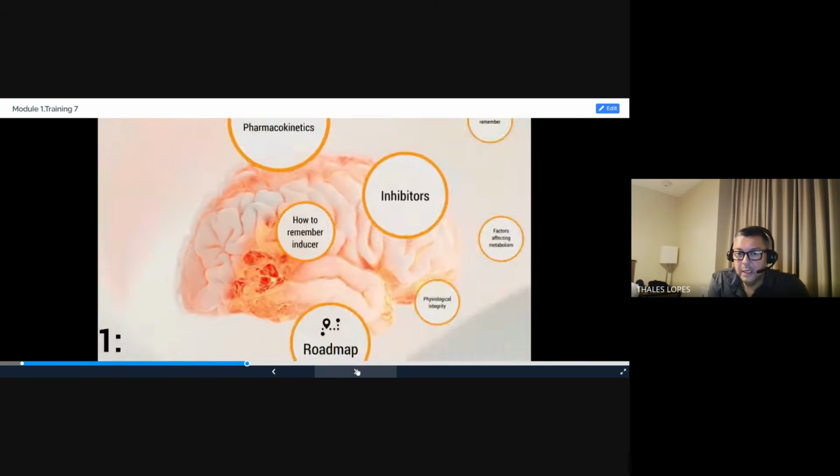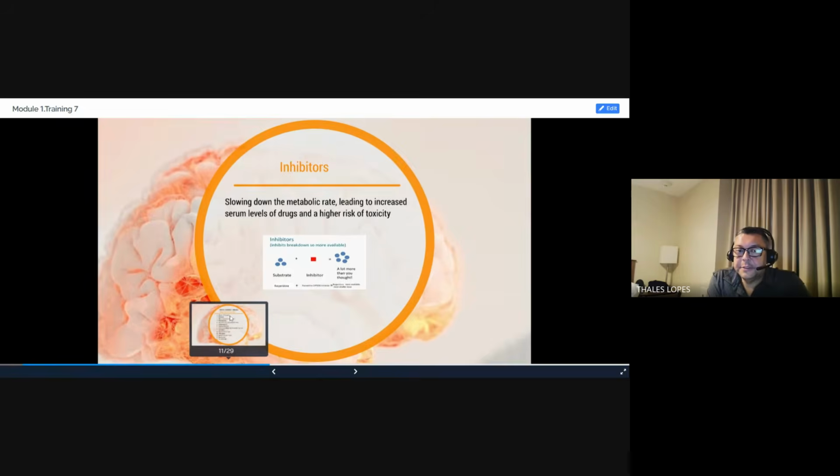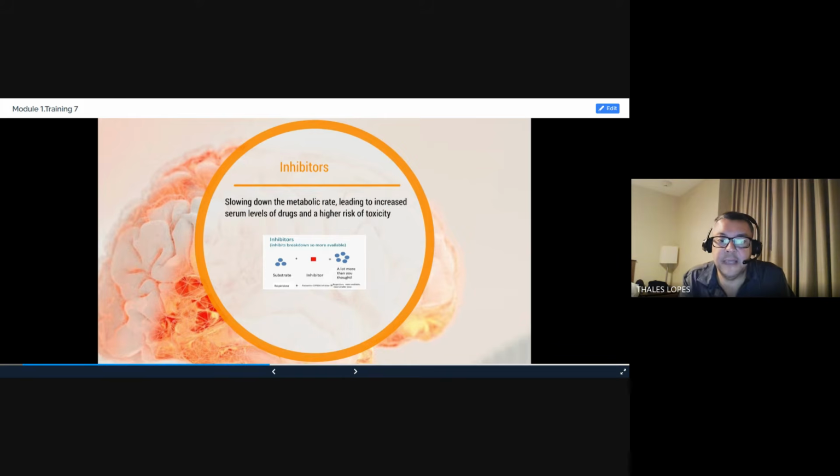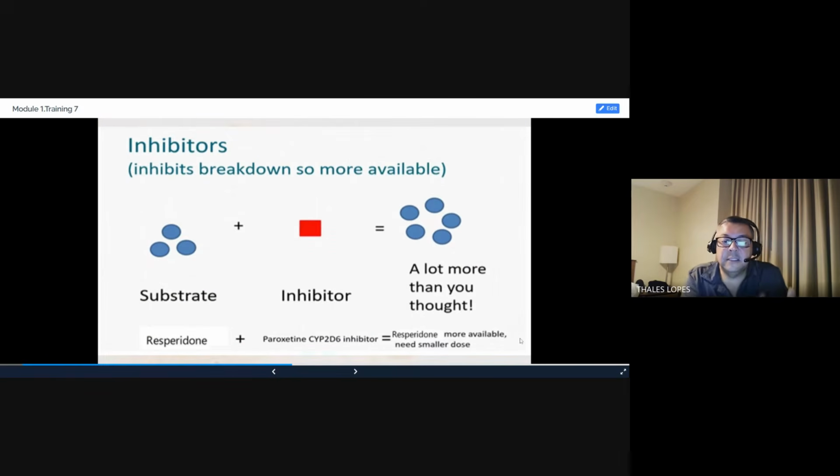Now, inhibitors, right? If inducers mean less of a medication is in the body, inhibitors mean more of the medication is in the body. It slows down the metabolic rate, leading to an increased level of drug. Therefore, you have a risk of high toxicity. So think about this, a substrate. The substrate is the chemical of your drug that you're prescribing. In this case, risperidone.